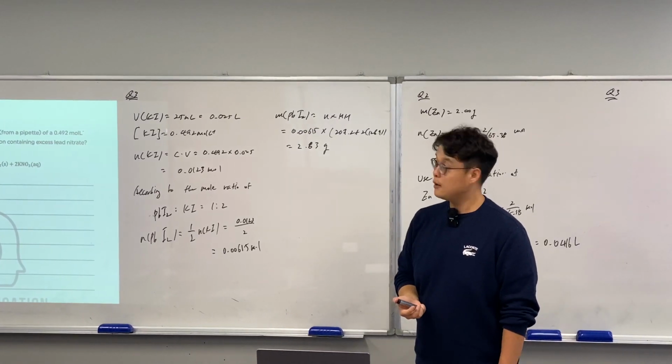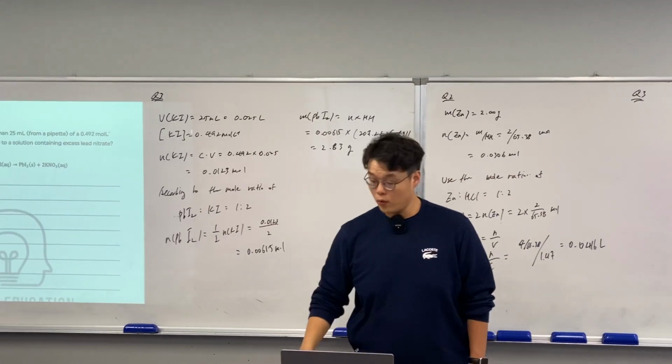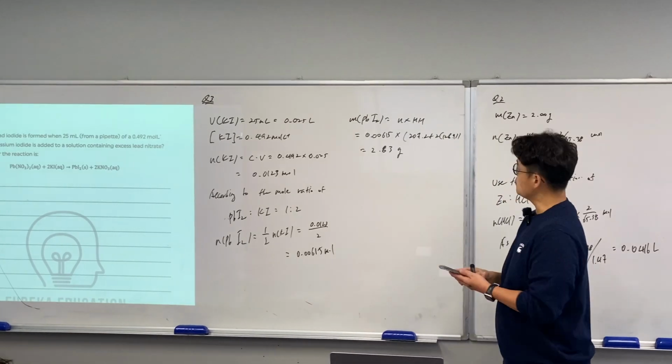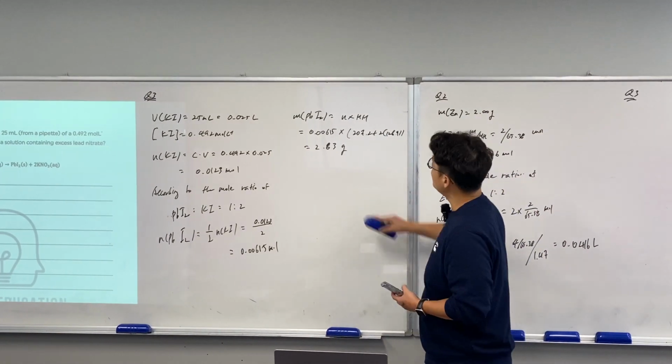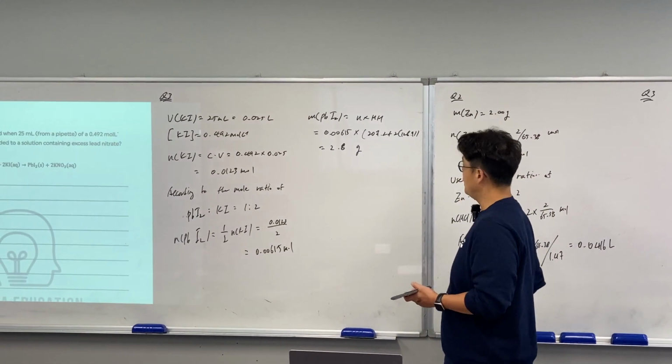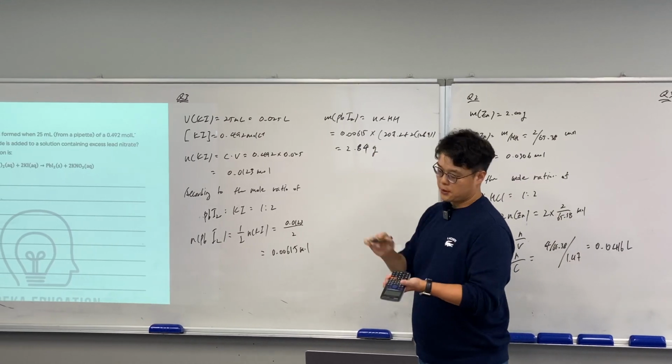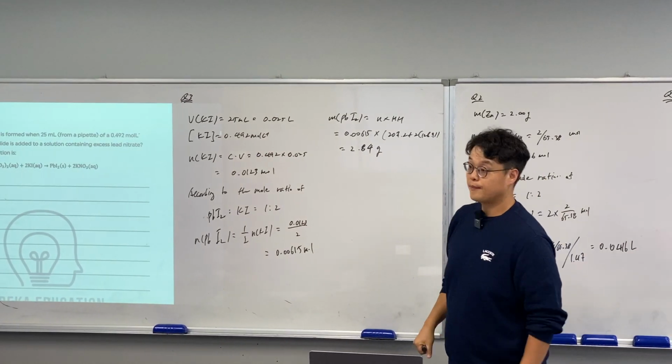Is it A4? Possible, in the calculation. Yeah, it would be A4. That value is rounded up. 2.84 grams of the lead iodide that we produced then.